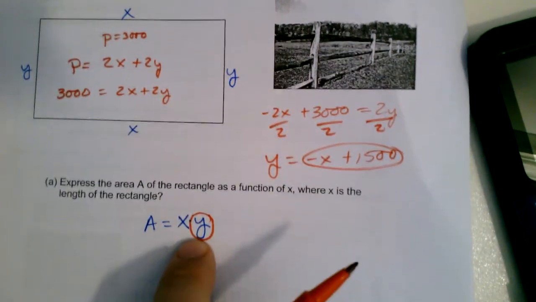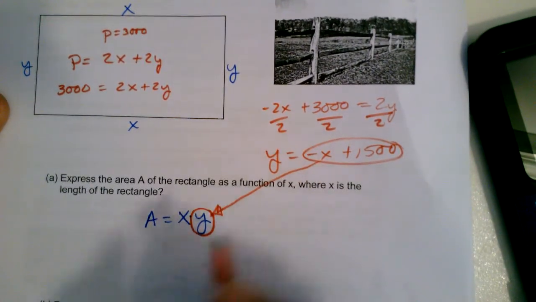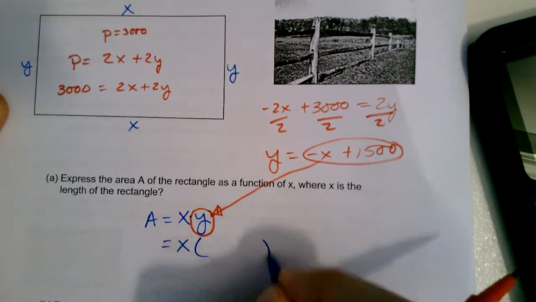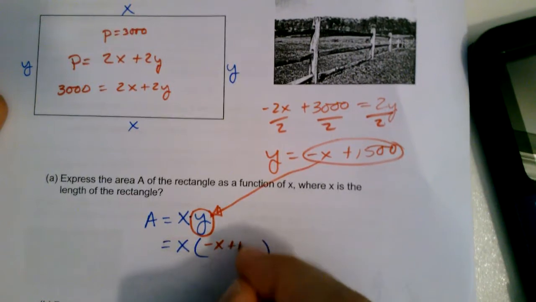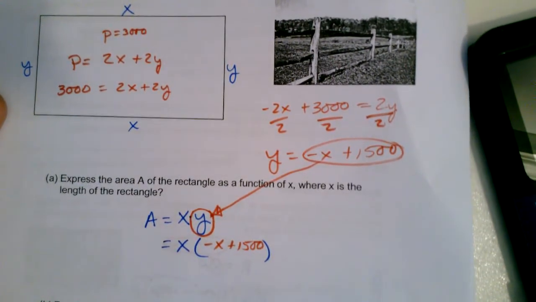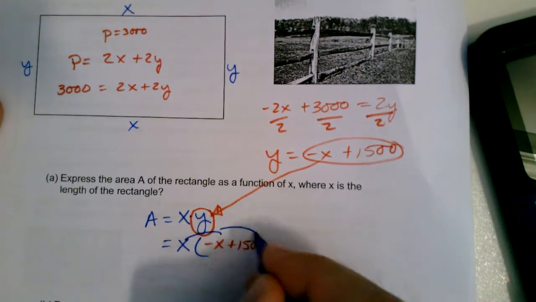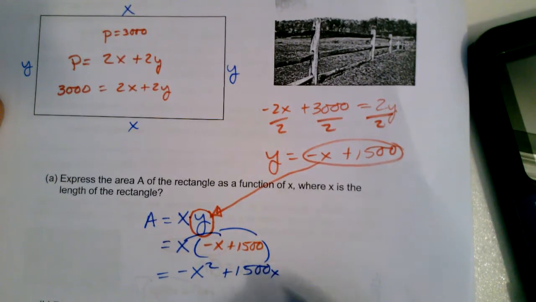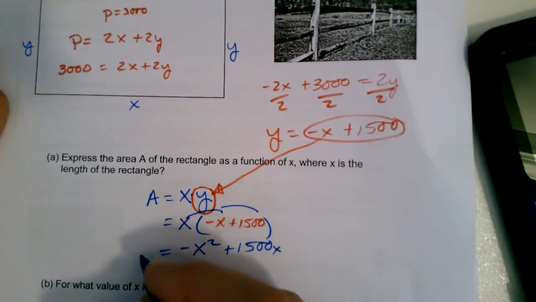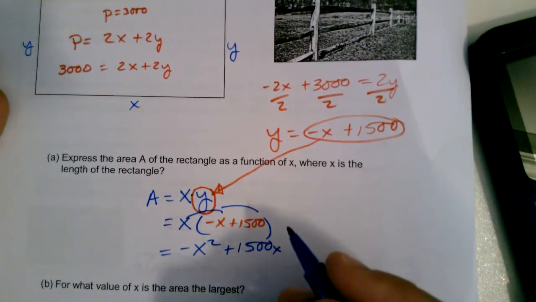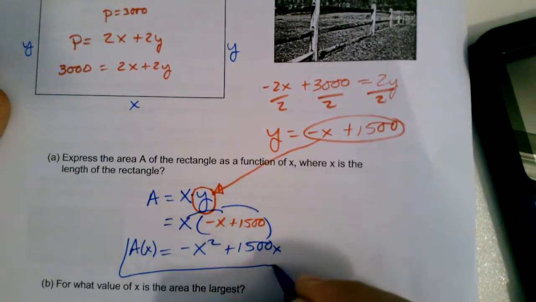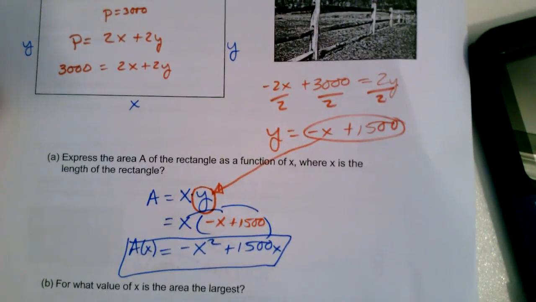I want this in terms of just x. I'm going to plug it in, plug it in. So now I've got area equals x times this y, which is negative x plus 1,500. Remember, this is all about quadratics, so we should get an x squared, and we do. We get a negative x squared plus 1,500x. Now, if they want it in terms of function notation, instead of f of x, it would be A of x. So area in terms of x. Okay. So part A is done.